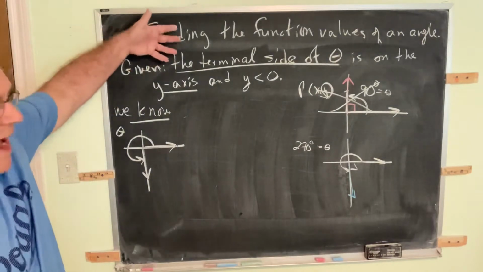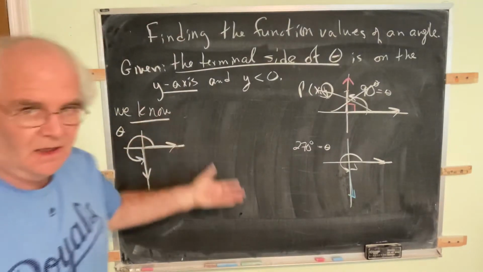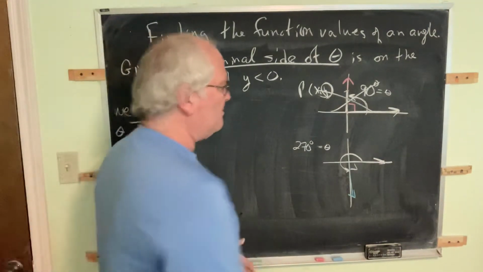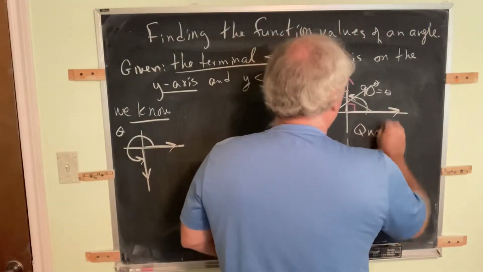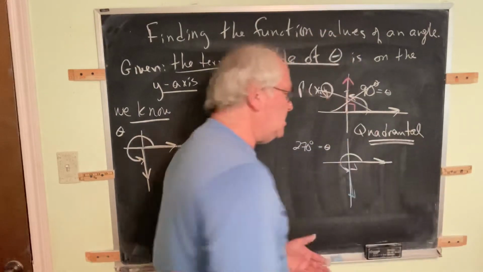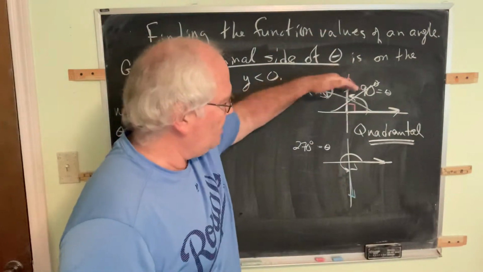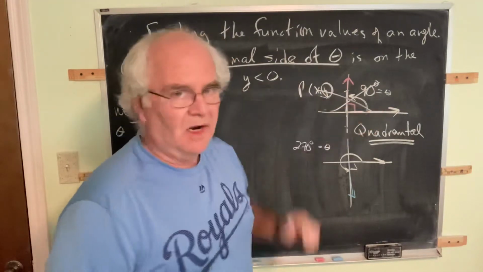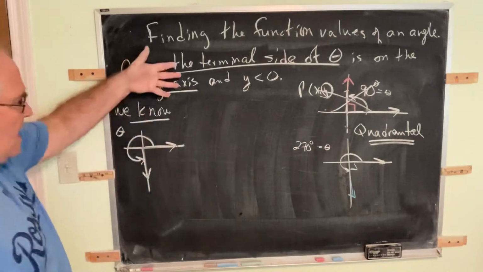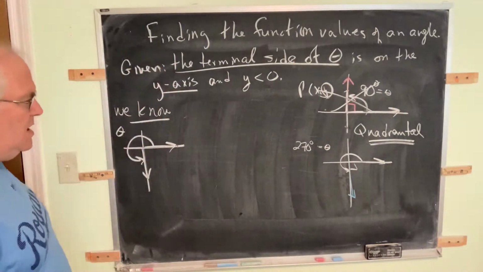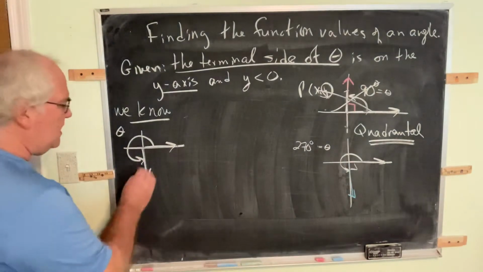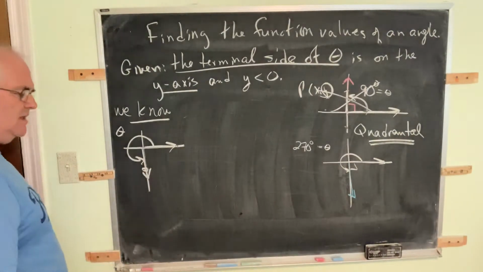Now, we were not asked to find it, but coincidentally, because this is, remember the word is quadrantal, remember the word quadrantal. A quadrantal angle is one where the terminal side lies on one of the axes. In this case, because of the given information, we can deduce that theta must be 270 degrees. So now, we need a point that lies on the axis.